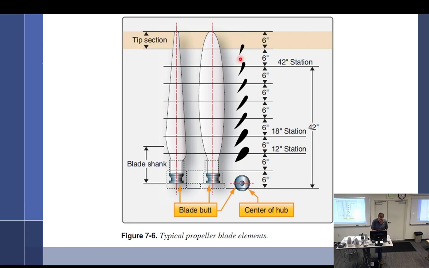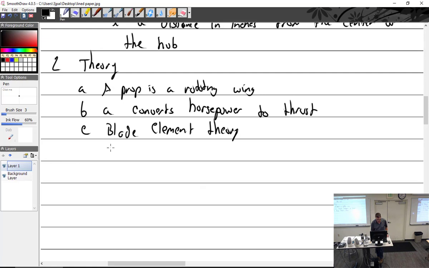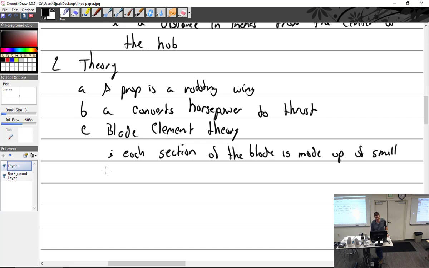But anyway, each blade is made of small airfoils. Each section can be any size, but for simplicity, we'll assume each section is 1 inch. This theory states that many airfoil sections, or elements, are formed together to create an airfoil blade that can create thrust when rotated around a central plane. Want me to write all that? Blade element theory. Each section of the blade is made up of small airfoils.